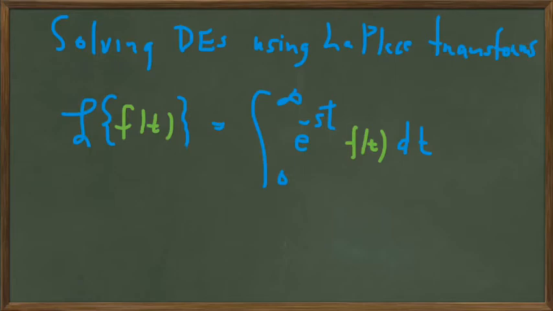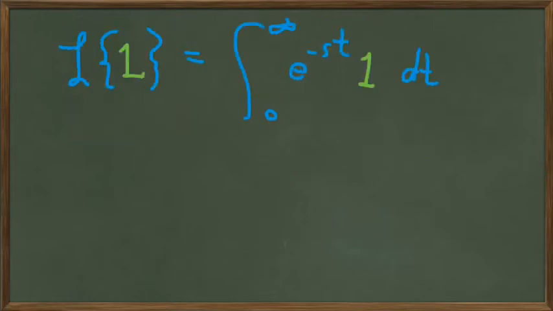So to get a better feel for what a Laplace transform does to a function, we're going to take the Laplace transform of the basic types of functions that we encounter in solving a differential equation, starting with the Laplace transform of the function 1, the constant function 1. So the Laplace transform of the function 1 is 1 multiplied by e to the minus st, and then we integrate that from 0 to infinity dt.